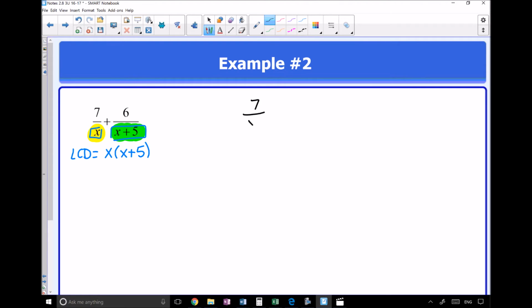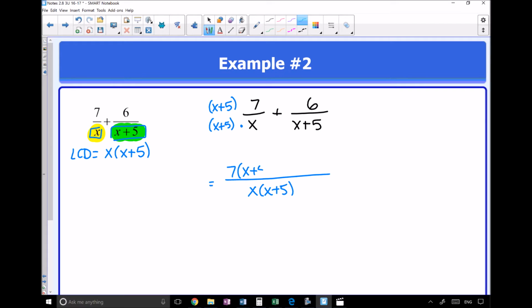Okay, so I'm going to rewrite my fractions, and I'm going to get a common denominator of x times x plus 5. Well, my first fraction has an x, but it's missing an x plus 5, so I need to multiply this by x plus 5. And whatever I do to the denominator, I also have to do to the numerator. So this ends up being 7 times in brackets x plus 5. And then over here, I already have the x plus 5 that I need for my common denominator, but I'm missing the x. So I'm going to multiply by x. But whatever I do to the denominator, I also have to do to the numerator. So I end up getting plus 6x.